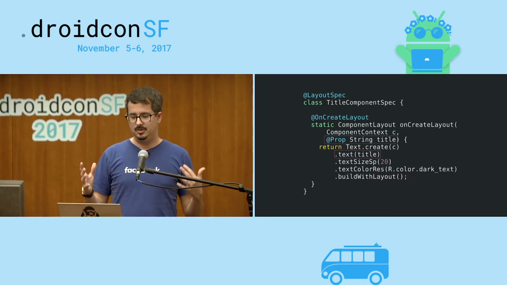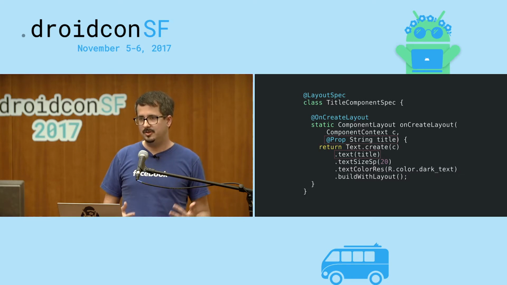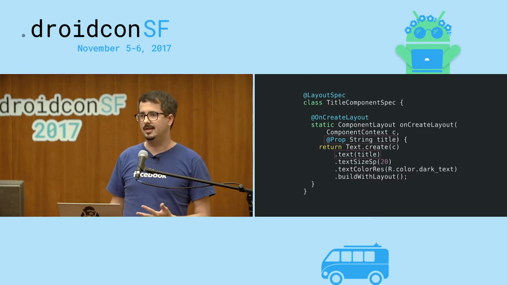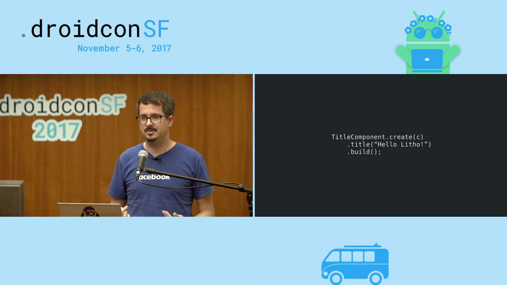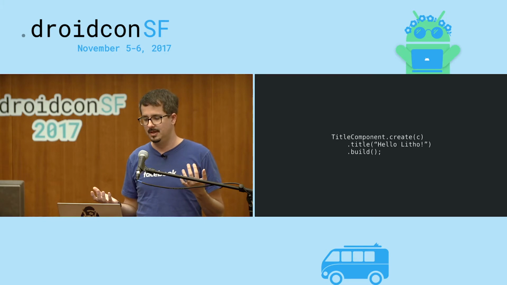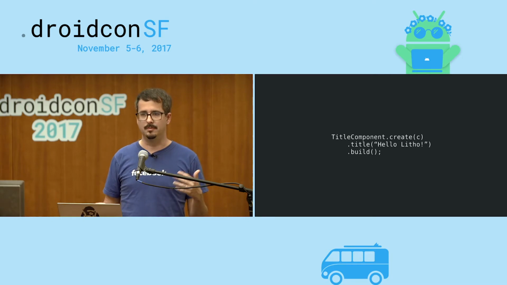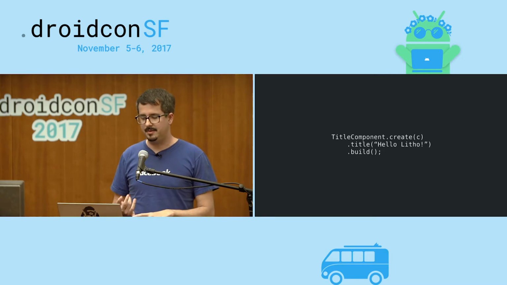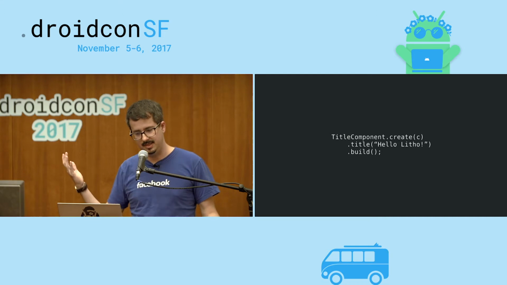So at this point, you have a class annotated with some stuff from the framework. The code that you're going to use in your product is the generated class that the annotation processor from Litho generates for you. In practice, this creates a builder for you with the props that you define. In our case, the prop is title. So the title component spec generates a title component, and the create method and all the builder methods are generated for you. It's one component with one prop, title, and that's the builder you get. So you can set title and stuff happens.